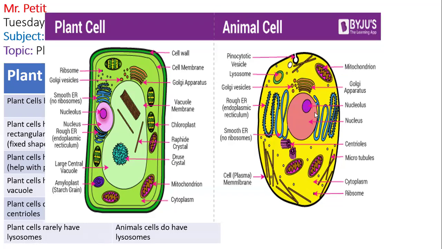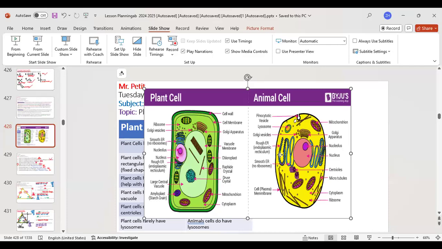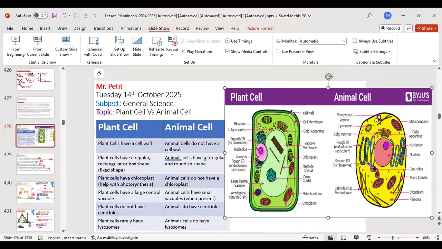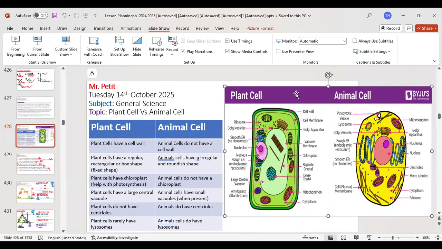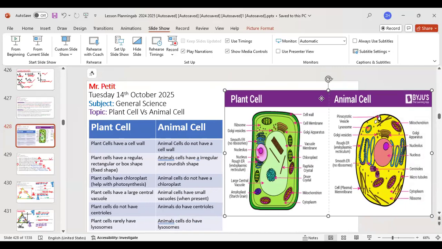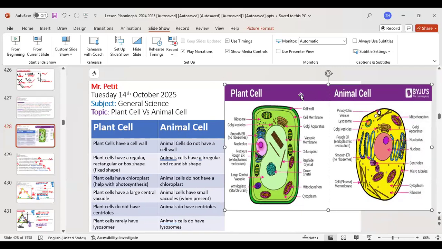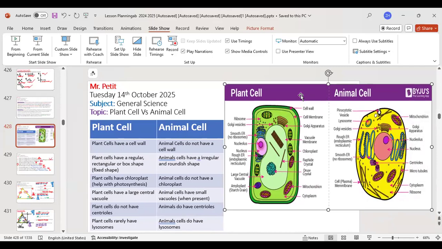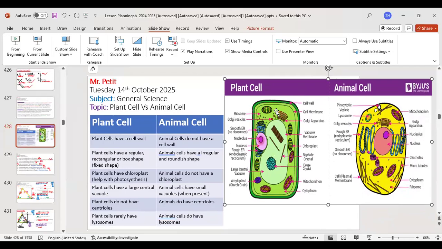Excuse me, Mr. Petit. Are they normally those colors? No, no, no. The colors I have are for simplicity. Except for the plant cell. The plant cell obviously is going to have green. If you look in a microscope, it does look green, and that's because of the chloroplast. But animal cells could be different colors, right?